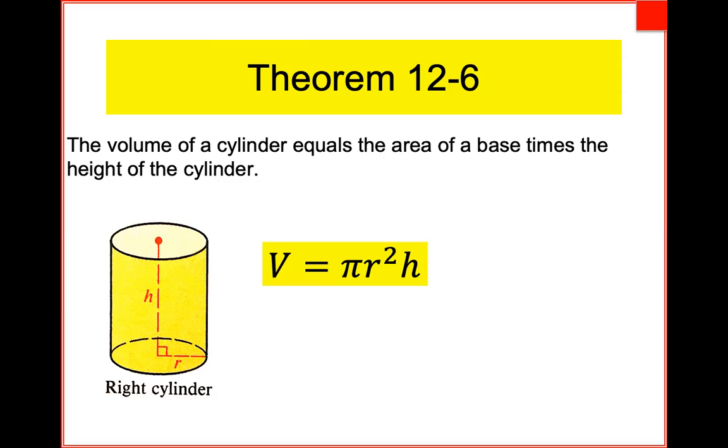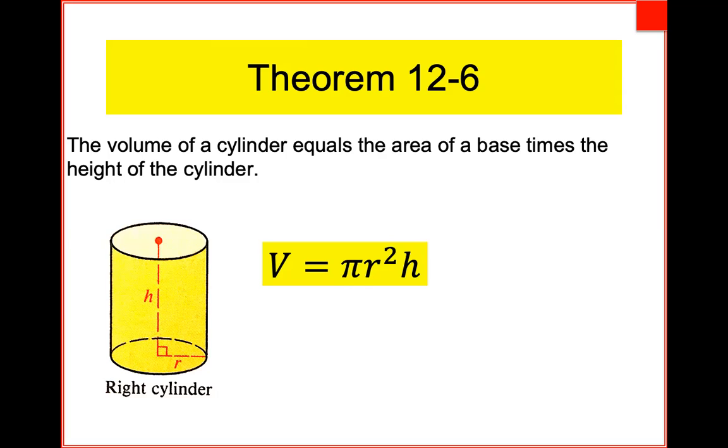Pi r squared h. Total area was 2 pi r h plus 2 pi r squared, and volume is pi r squared h. Very easily confused with each other. So make sure you have them highlighted in your book of truth so you don't make a silly mistake like use the volume formula for total area or vice versa. Pi r squared h, volume.